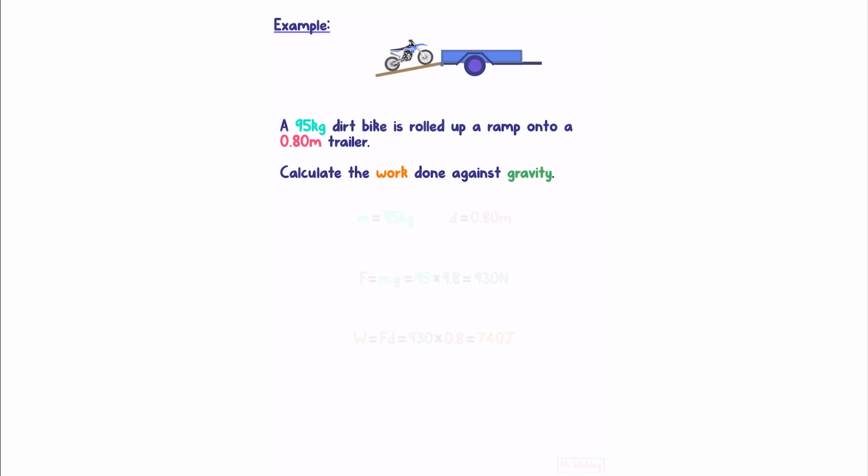Let's use this in an example. A 95 kilogram dirt bike is rolled up a ramp onto a 0.80 meter trailer. Calculate the work done against gravity. We know the mass is 95 kilograms, and we know the distance. We know that work is equal to force times distance, and although we have the distance, we don't have the force. However, we do know that the force is gravitational, so it must be equal to mass times gravity. Putting in those numbers, we get 930 newtons. Using that in our equation below gives us 740 joules.